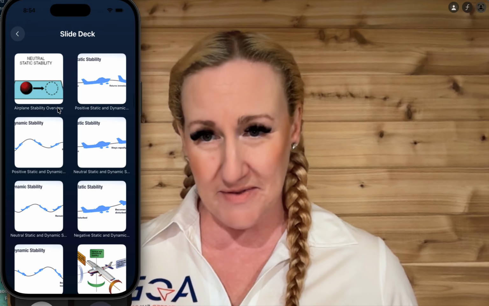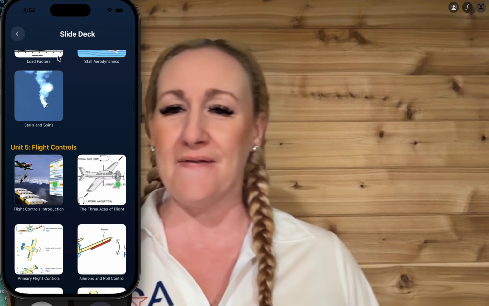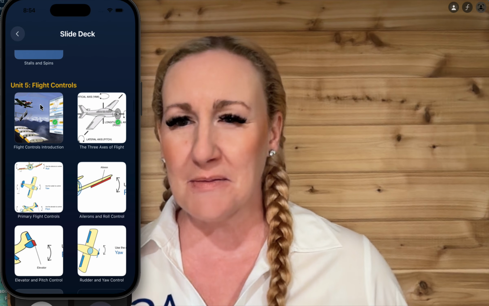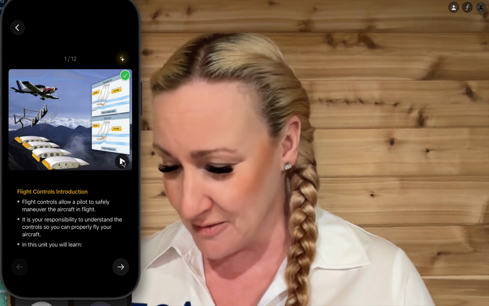There we go. Keep scrolling down here. We scrolled right off the page. All right, Unit 5. We're going to talk about flight controls. I'm going to scroll down a little bit, make it a little easier. Here we go. Unit 5. We're going to talk about the flight controls. So there's a lot in this unit that we're going to go over, a lot to take in. Take notes. That's what I do. We're going to talk about the ailerons, the elevator, the rudder.